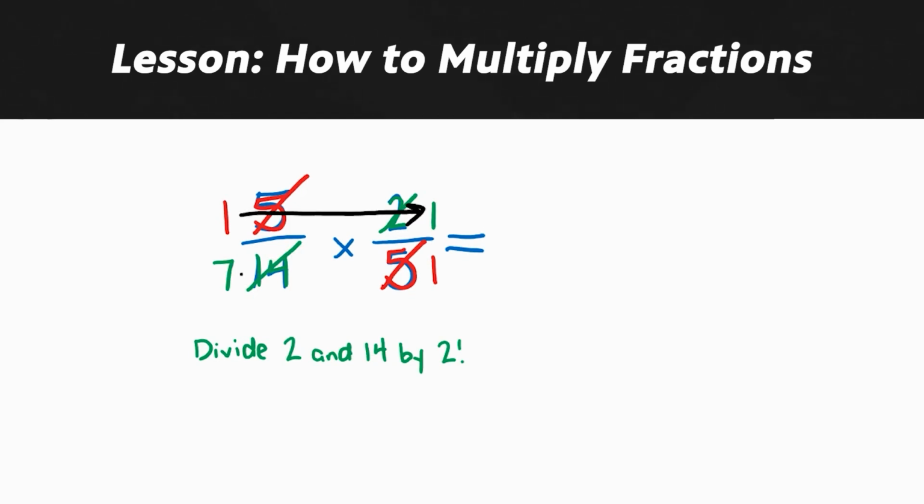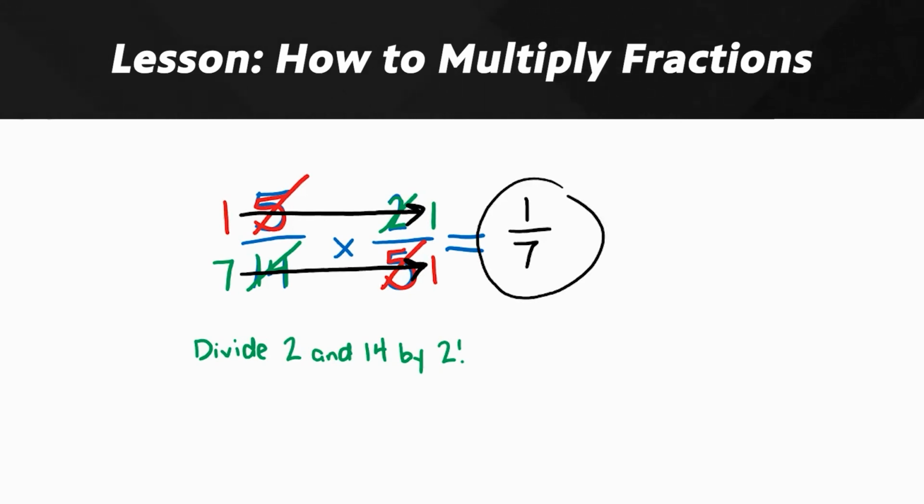2 divided by 2 is 1, and 14 divided by 2 is 7. Now I'm ready to multiply straight across. 1 times 1 is of course 1, and 7 times 1 is of course 7. So I have 1/7 as my product.